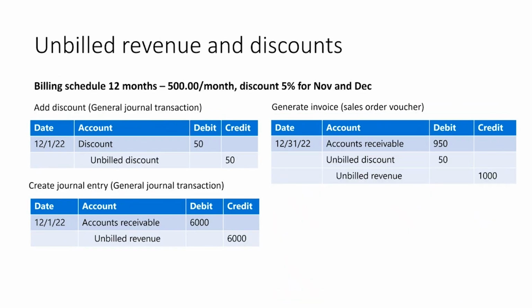All right, and then unbilled revenue and discounts. So when we do a discount on a billing schedule line, it automatically creates a general journal transaction for you with that discount account that we saw in the unbilled revenue setup. So it will post the discount and then the unbilled discount, which is very similar to that create journal entry that I mentioned, which is where we get the AR and the unbilled revenue. So it does do the general journal automatically when you're doing that discount as well, just to keep track of what's been billed and not billed for the unbilled discount as well as that revenue.